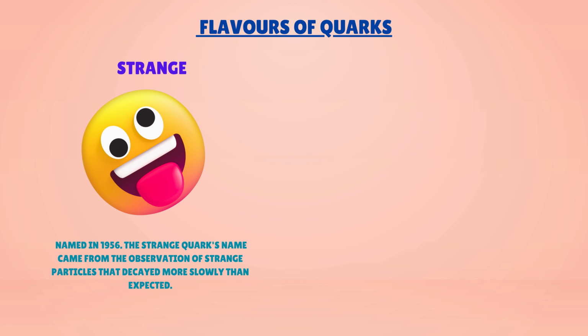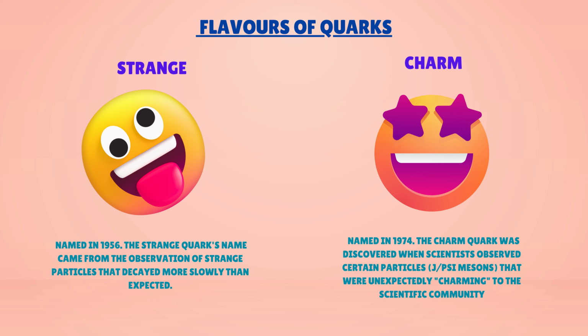Back in the 1950s, certain particles containing strange quarks didn't decay as quickly as expected, so they called them strange because they were acting, well, strange. Then there's the charm quark. This one was discovered in the 1970s, and when scientists found it, they were so excited, they decided to call it charm. It was a discovery that really charmed the scientific community.